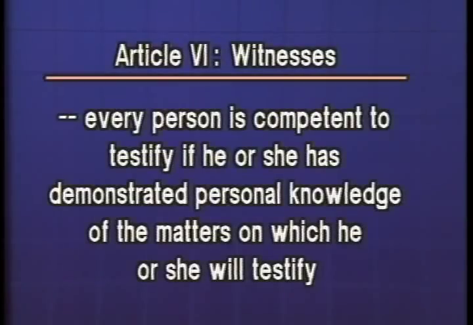Let me state that again, because that is the gist of the Article 6 rule. Every person, where you are not Erie bound, is competent to testify if he or she has shown, has demonstrated that he or she has a personal knowledge as to the matter about which he or she is about to testify. This proviso, if he or she has a demonstrated knowledge, is the result of Rule 602. Look at 602 for just a moment.